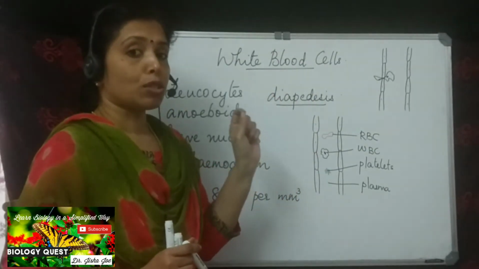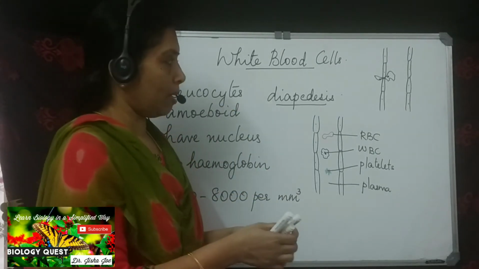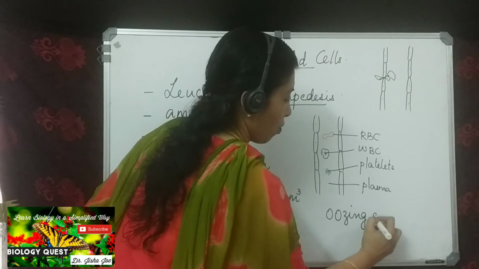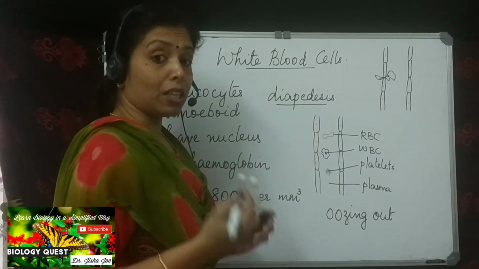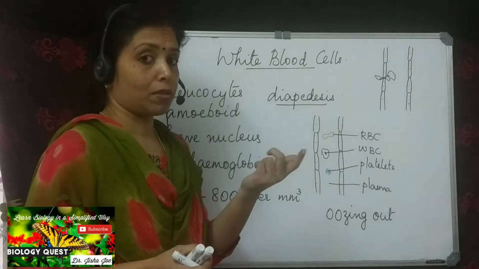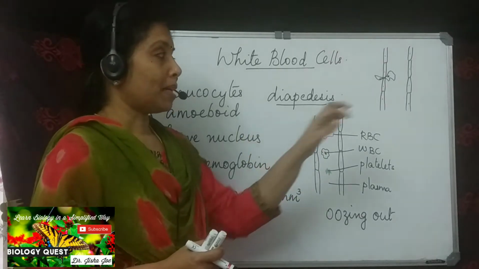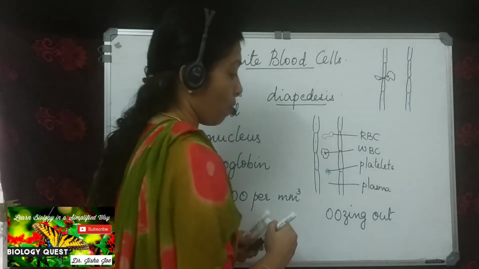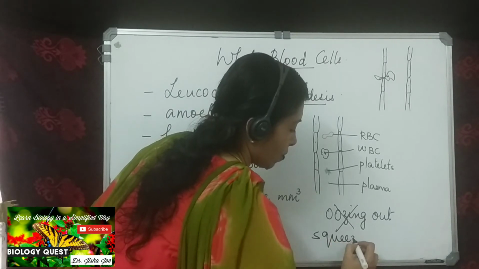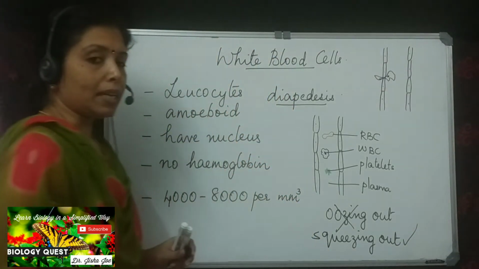What is diapedesis? The squeezing out, not oozing out. This is squeezing out of WBC. The term oozing out is wrong. Oozing out occurs when there is a cut or an injury, the oozing out of blood or oozing out of the plant sap, the process of bleeding which we have studied. So that is oozing out. But here this is not oozing out. If you write oozing out, it is wrong. It is the squeezing out of the WBCs through the walls of the capillaries.